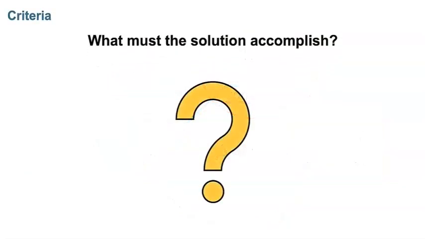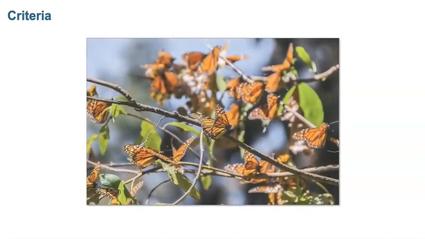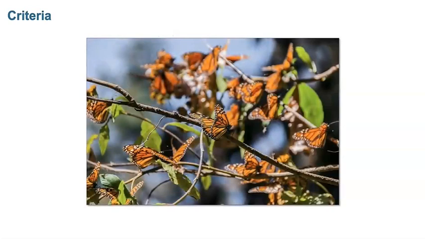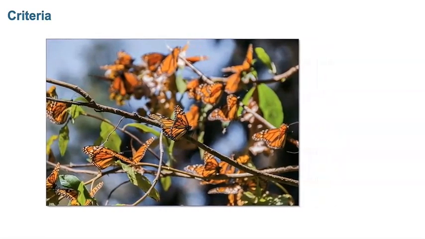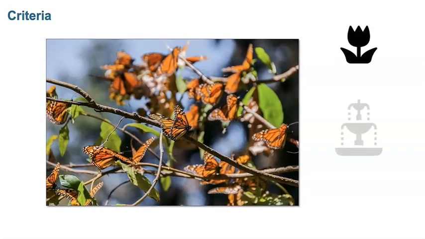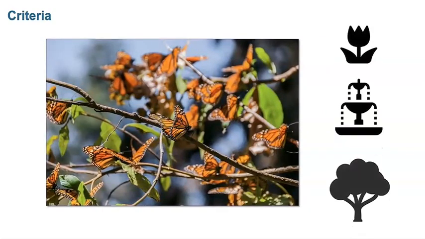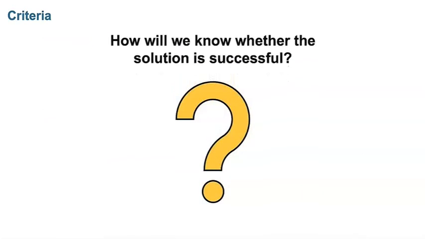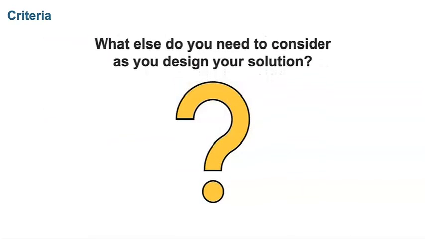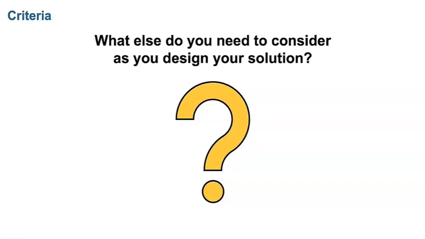What must the solution accomplish? Well, the solution must help monarch butterflies survive changes in the environment. The solution should give butterflies what they need to survive, such as food, water, and protection. How will we know whether the solution is successful? And what else do you need to consider as you design your solution?